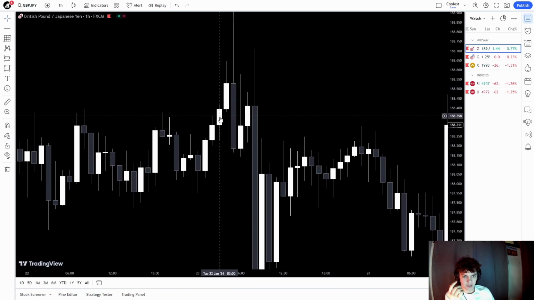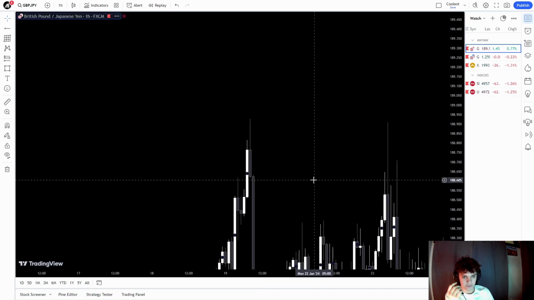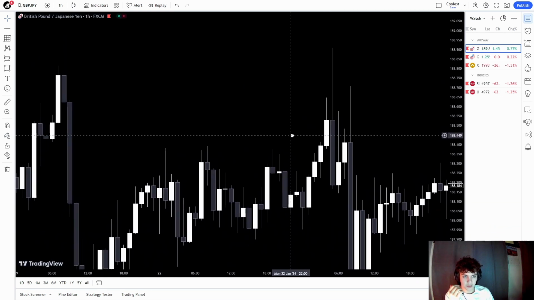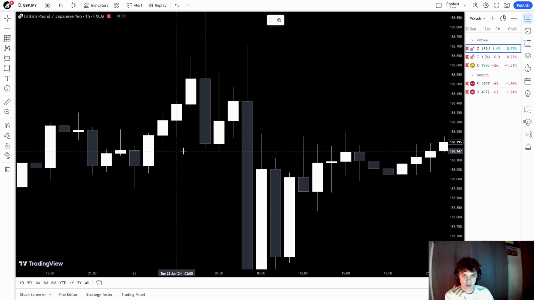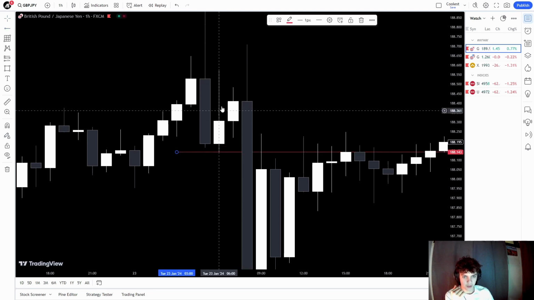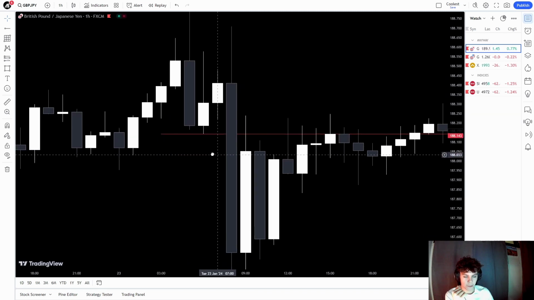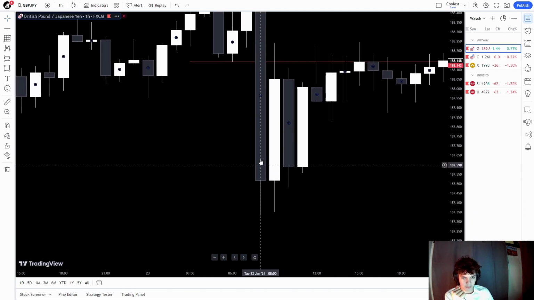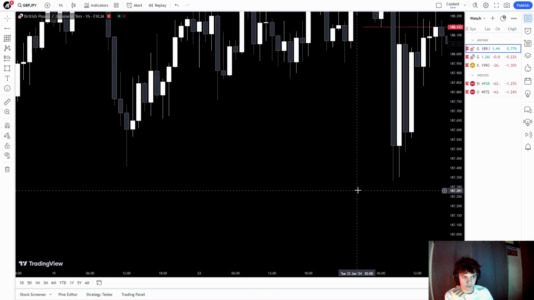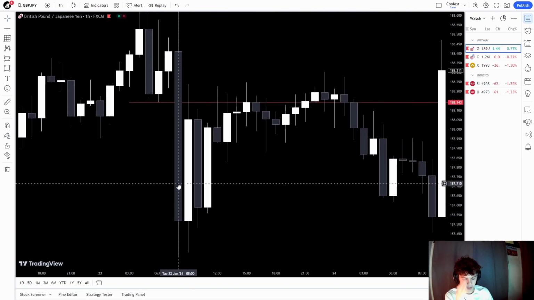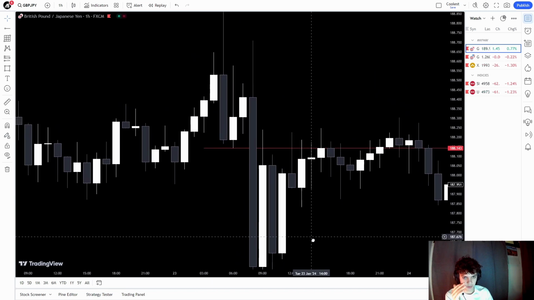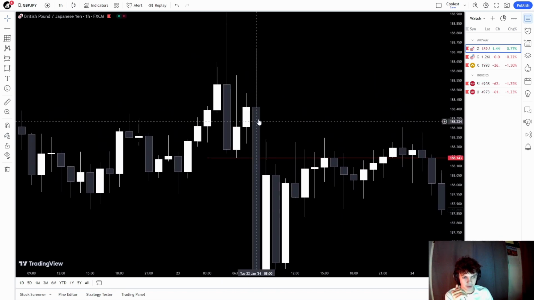Uptrend. Last time we broke structure, it was to the upside. As you see, right here, we make a low followed by a down candle followed by an up candle. That's a low. Then this big candle breaks below it, so that's a break of structure right there, a break of structure to the downside.